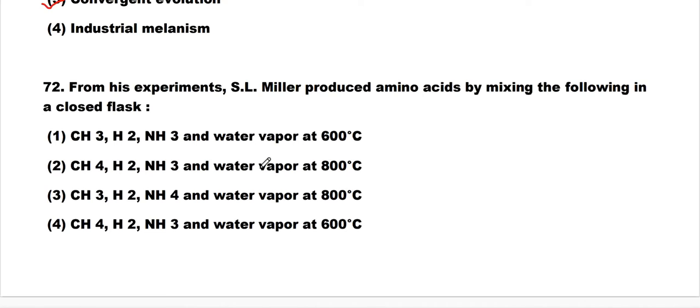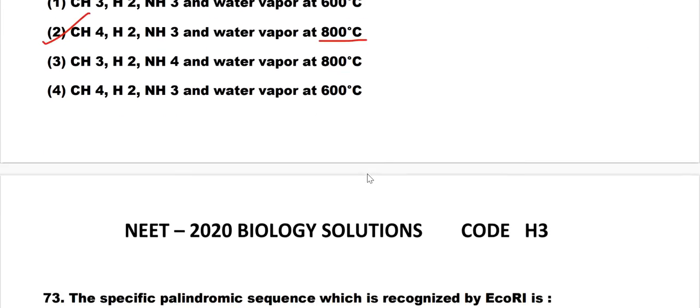Next, from his experiments, Stanley Miller produced amino acids by mixing the following in a closed flask. This is also a straightaway answer. In the spark chamber, they have sealed methane, hydrogen, ammonia, and water vapor at 800 degrees Celsius. The answer is 2 for question number 72.